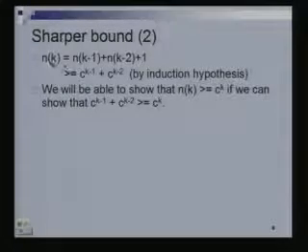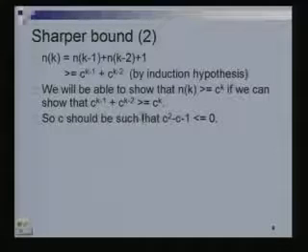Now I have to show that n of k is larger than c to the k. I can show that n of k is larger than c to the k if I can show that this quantity is larger than c to the k. So this is what I have to show. I have to show that c to the k minus 1 plus c to the k minus 2 is larger than c to the k. Yes? Okay, good.